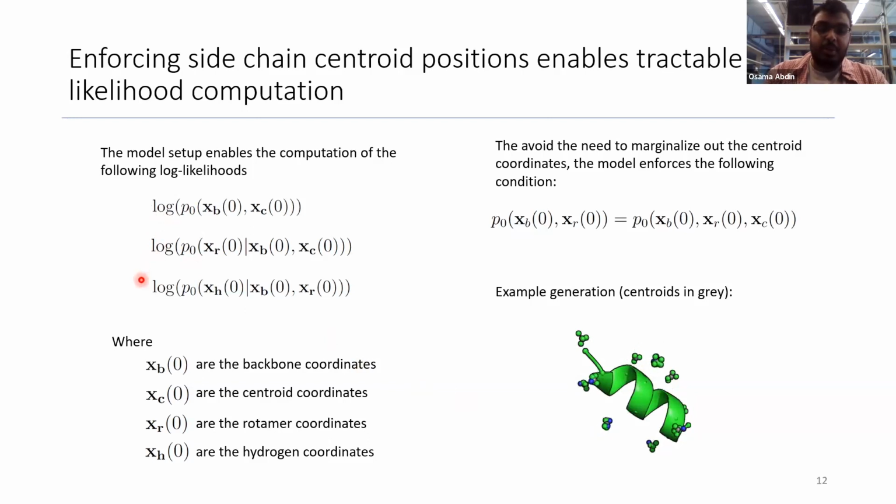So in this naive setup, we'd have to marginalize out the centroids. To avoid having to do this, the model enforces the condition that the joint probability of the backbone and rotamer coordinates is equal to the joint probability over the backbone, rotamer, and centroid coordinates. And this is simply done by having a process that maintains the centroid for the heavy atoms during both noising and denoising. This is a simple generalization of center of mass preserving flows and processes that have been previously used in other work to generate translationally equivariant networks.